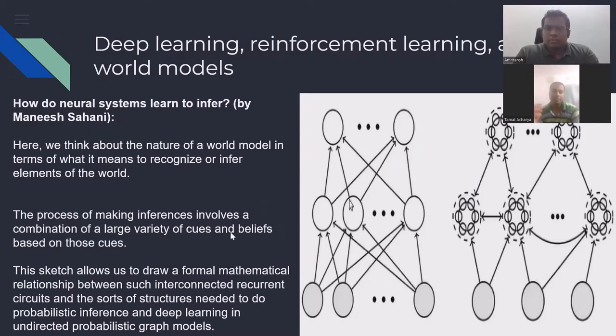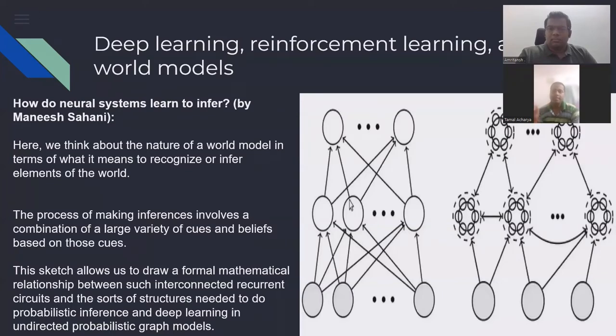This is how we infer. The process of making inferences involves a combination of a large variety of cues, and beliefs based on those cues. We have certain beliefs and certain cues inside us, and based on those, we try to understand the world. The sketch is a formal mathematical relationship between such interconnected recurrent circuits. It is called an undirected probabilistic graph model. I think Amrita covered that in the earlier slides. This is how internally we generate graphs and connect everything inside us. Because these things happen so fast, we don't feel them.